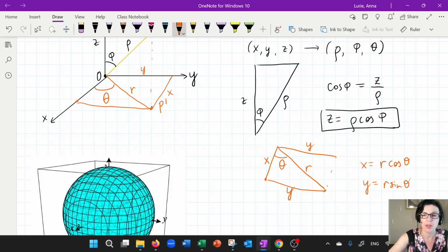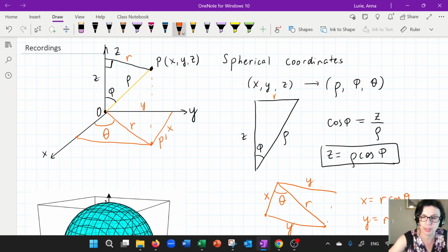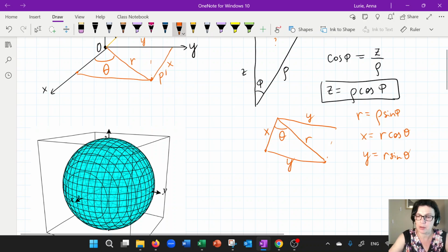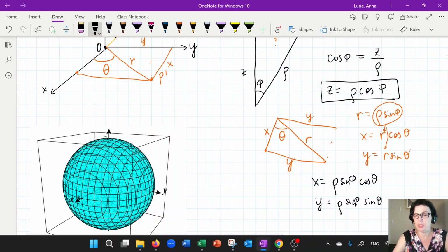But what is r? Well, this r right here, you can see from the picture, is the same as over here. But what is that side? What is this side right here? Well, if you saw that z was rho cosine phi, this other side, because this is the opposite side, r is going to be rho sine phi. And so now if we substitute r equals rho sine phi over here and over here, we will get the connection. So x is going to be rho sine phi cosine theta, and y is going to be rho sine phi sine theta. And then, of course, z equals rho cosine phi.